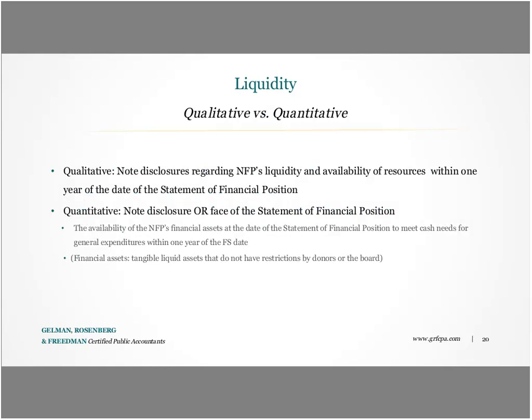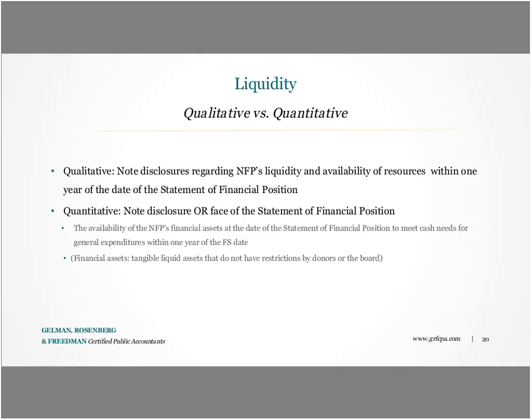The next key area of the ASU is liquidity. This provision requires all not-for-profits to disclose both qualitative and quantitative information on liquidity. On the qualitative piece, this is a note disclosure that will be required on the liquidity and the availability of resources within 1 year of the date of the statement of financial position. Additionally, there is a quantitative requirement, and this can be done either by note disclosure or on the face of the statement of financial position.